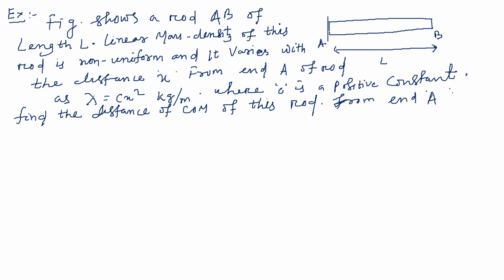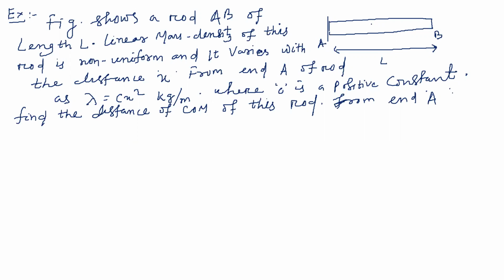And what is the relation of that variation? That lambda, the mass density, mass per unit length, is cx square. Mass per unit length, that's why it is written kg per meter. And students, c is a positive constant. So he wants to know what is the distance of the center of mass of this rod from end A. Let's see how to take the approach for this question.